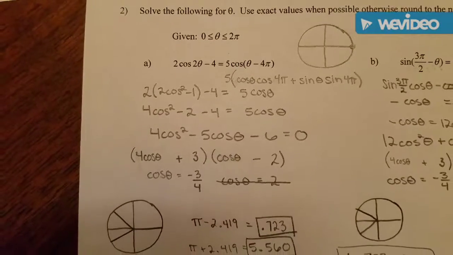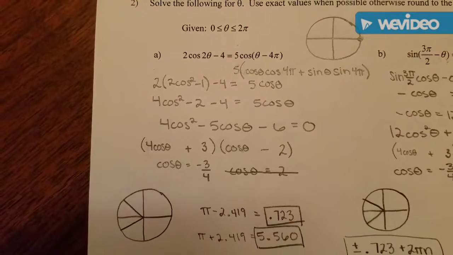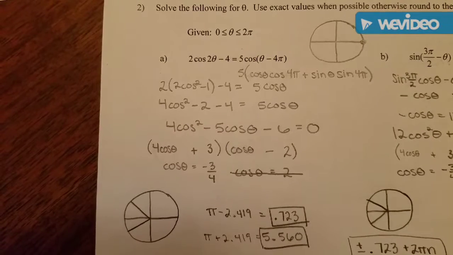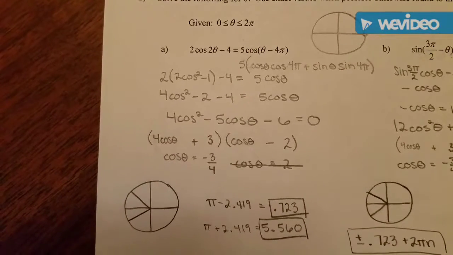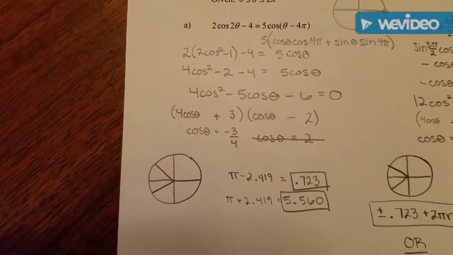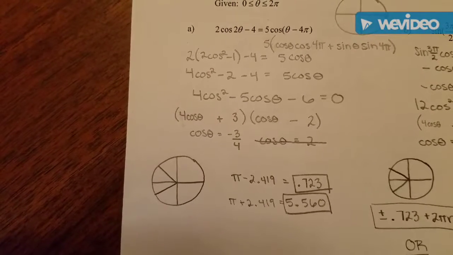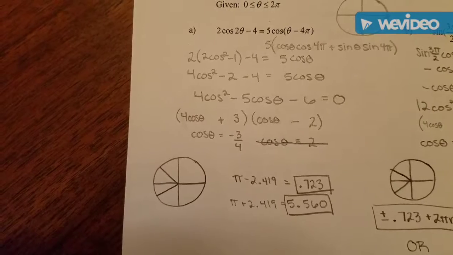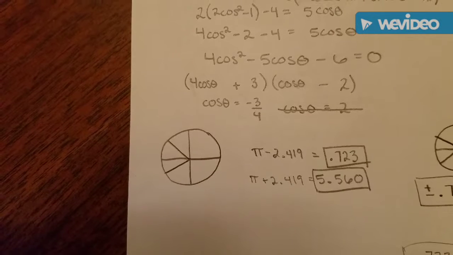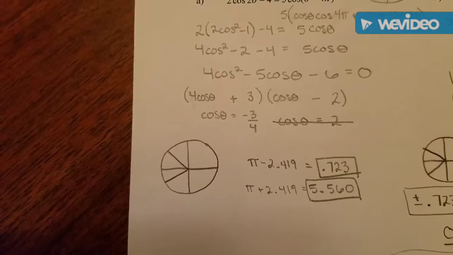Problems A and B on the back for 2 are also very similar to the ones I've already demoed. A gives us a domain restriction, and we're going to wrap along using cosine. Factoring, finding our double angle, crossing off the cosine theta equals 2, because it doesn't fit within our limits of -1 and 1. And then solving for cosine theta equals -3 over 4 to get our two answers.